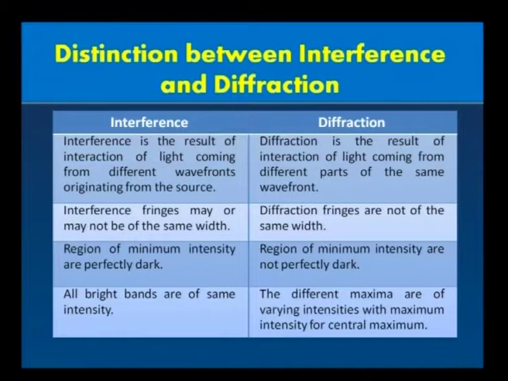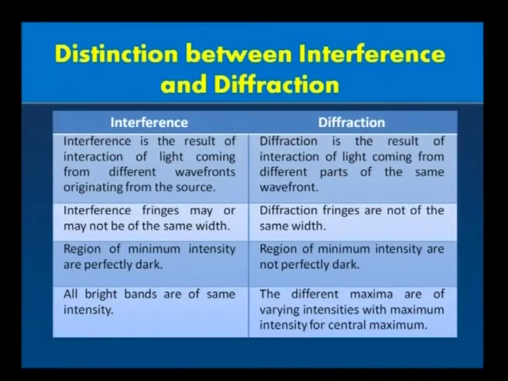Interference fringes may or may not be of the same width. In general, interference bands will be of the same width, which I will show you a bit later, whereas diffraction fringes are not of the same width. That also I will show later. Regions of minimum intensity are perfectly dark. You know, in the case of Newton's rings and certain other cases, you will have bright band, dark band, bright band, dark band. So, perfect bright, perfect dark, perfect bright, dark.